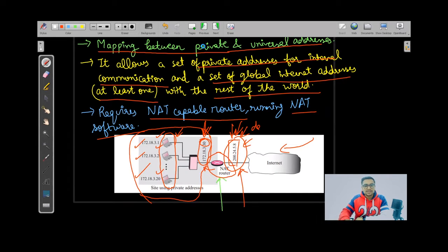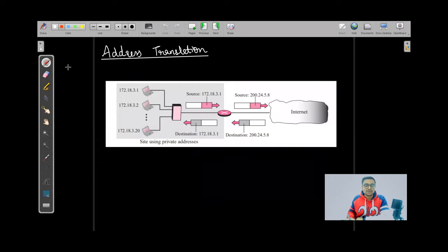Now let's look into more detail about it. So now comes the topic of address translation. What happens is that, like I told you, this private IP is invisible to the internet. So whatever packet comes from the internet, it will just look for the destination IP, which will be the IP of this particular router. It does not know about any of the devices that are present inside that router.